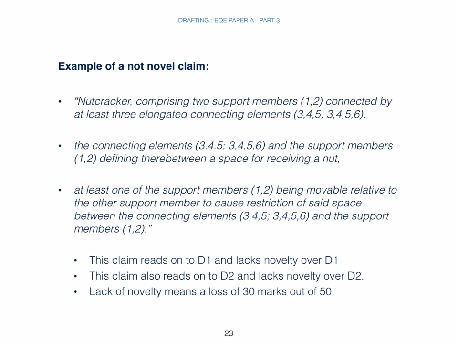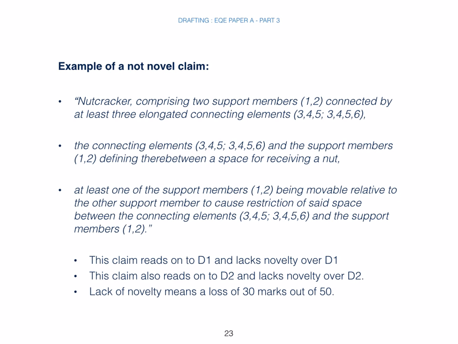So here's an example. Nutcracker comprising two support members connected by at least three elongated connecting elements. The connecting elements and the support members defining therebetween a space for receiving a nut. At least one of the support members being movable relative to the other support member to cause restriction of said space between the connecting elements and the support members. Now, that's very nicely written, and it corresponds more or less to the preamble of the examiners. But if you carefully consider it with D1, you will notice that the claim lacks novelty over D1.